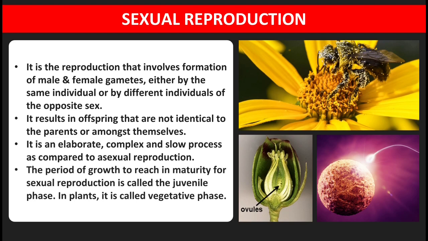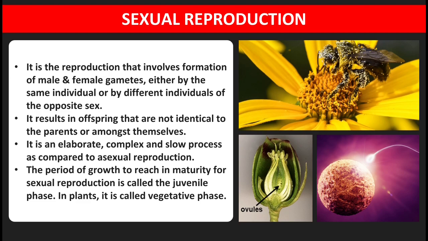Next is, what are the phases in the life cycle of an individual or an organism? There are three phases. The first phase is called the juvenile phase. The second phase is called the reproductive phase. The third phase is called the senescent phase.